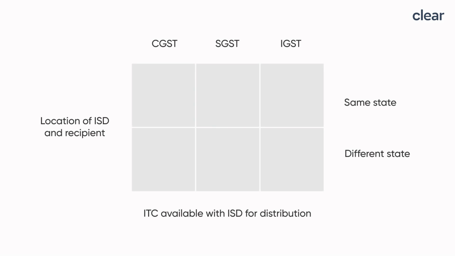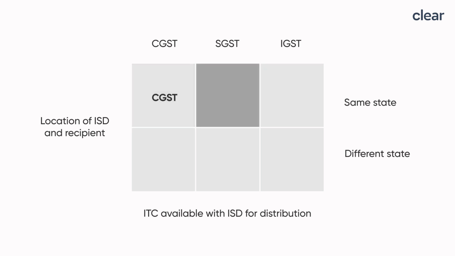On one hand, you see two options for the location of ISD and the recipient unit as same state and different state. On the other hand, you see three different options for the ITC available with ISD for distribution as IGST, SGST and CGST. Let's take up the first scenario where the location of both ISD and recipient is in the same state. Consider that ISD has received a credit of CGST. The ISD can transfer the CGST credit as CGST only.